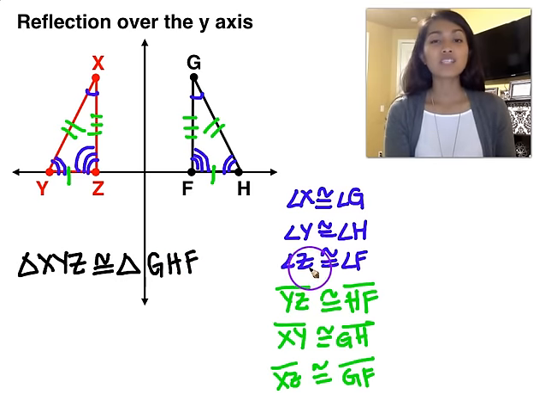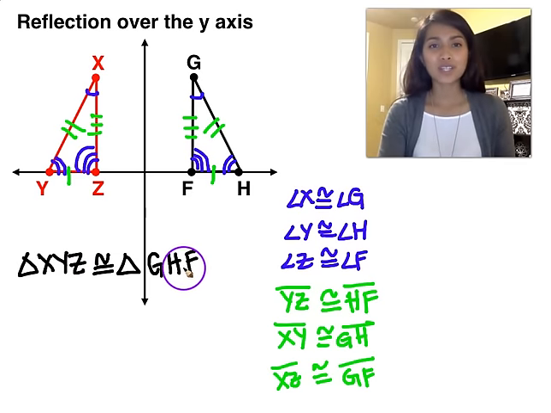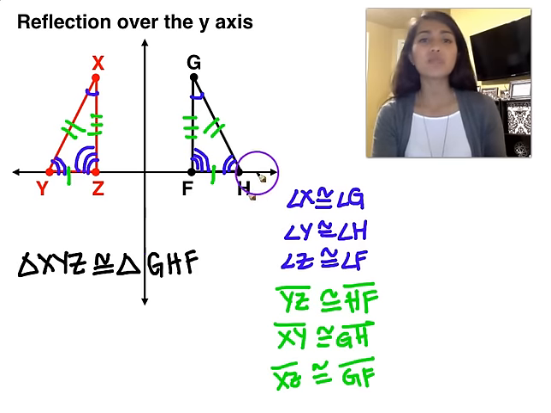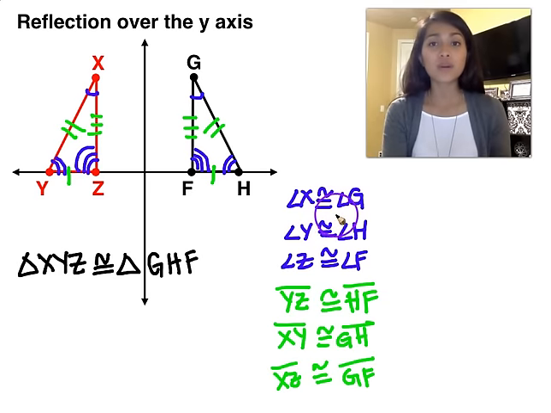Interesting. And the last one, angle Z is congruent to angle F. The third letter is congruent to the third letter. So notice here, because of this, I don't even need a picture anymore. If I know this one statement, I can technically figure out which corresponding angles are congruent.